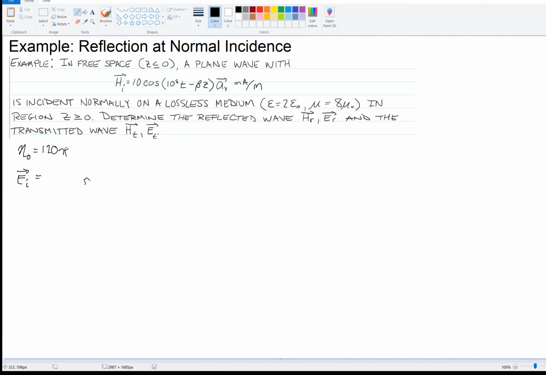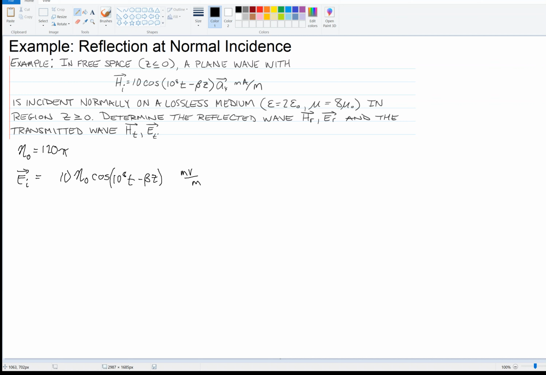We can do that because eta 0 is purely real, so it does not introduce any sort of phase shift between the electric field and the magnetic field. So we can just take 10 times eta 0 times cosine of 10 to the 8th t minus beta z. I'm going to leave off the direction for right now. H was in milliamps per meter, so when we multiply by eta 0, this is going to give us millivolts per meter. I've left off the direction on purpose, so we need to figure out the direction.